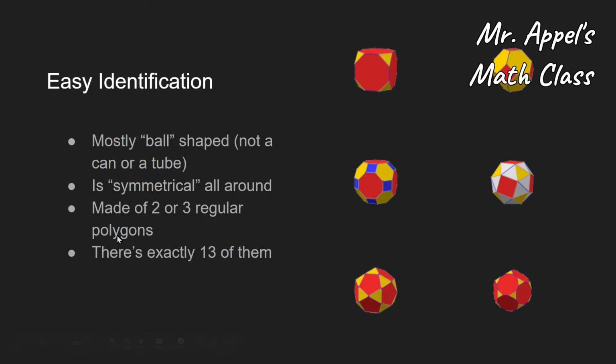Here's the easy way to spot them, okay? They are mostly ball-shaped as opposed to some kind of can or a tube, like prisms can be elongated tubes, okay? These are not, you can't just stretch them out. They look ball-shaped. And they're very symmetrical compared to a lot of possible polyhedrons, right? Being made of only 2 or 3 regular polygons really narrows it down. And in fact, they're so easy to spot because there's exactly 13 of them. If they are not on that list of 13, they're not an Archimedean solid. Sorry, guys. Right? So that's really the big kicker, right?